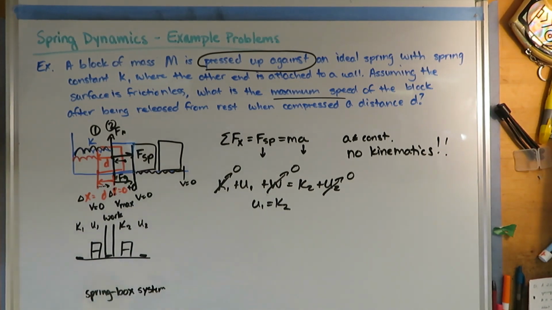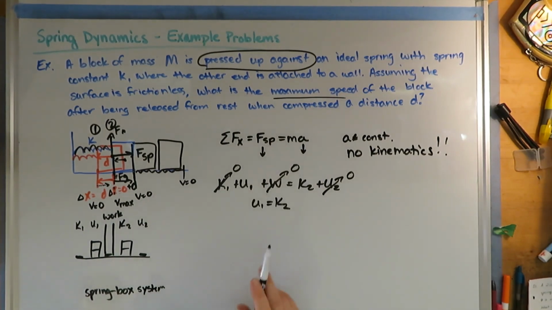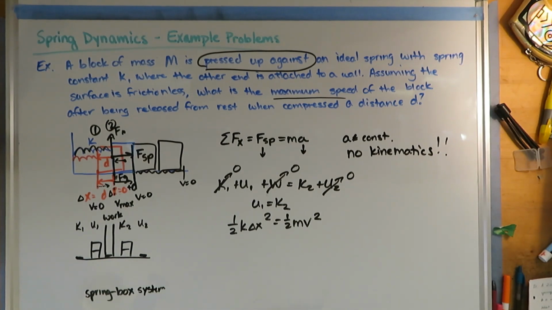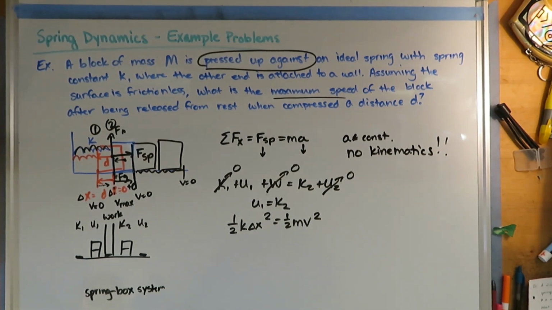So just realize there are lots of different variations on this problem. But in this case, we're looking for Vmax. Vmax is going to occur over here at K2. U1 is going to be based on elastic potential energy, which is 1/2 k delta x squared, which is equal to K2, which is going to be 1/2 m v squared. So you can see that in this case, the mass of the block really does matter, because mass doesn't cancel out from the spring constant over here. So mass is going to matter, the spring constant is going to matter. The 1/2s do cancel though, that's nice.